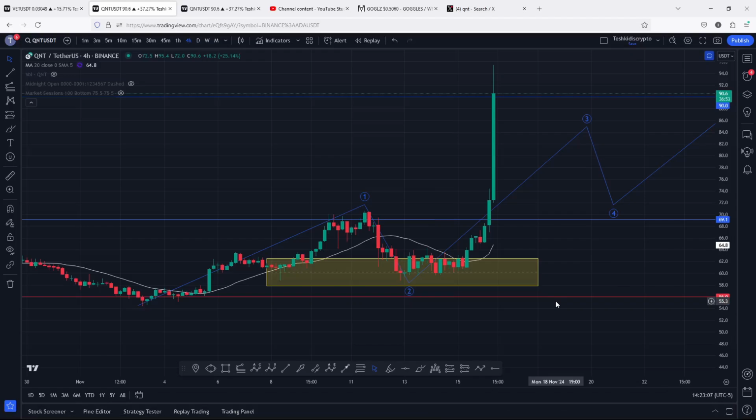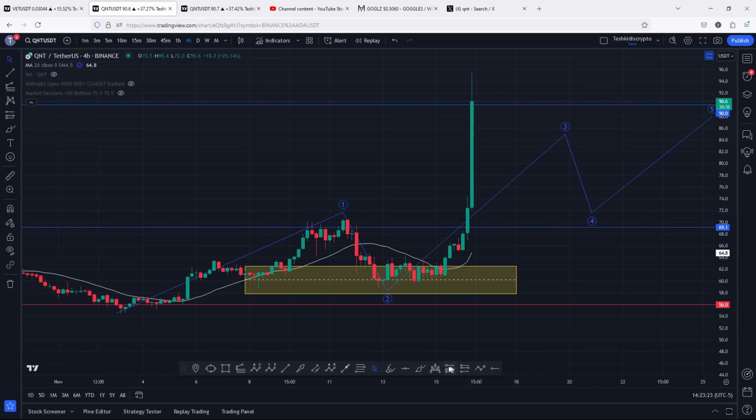QNT has finally given us a massive breakout to the upside after we continued to hold above our key area of support between the $62.5 and the $57.8. And at the time of this recording, we have now managed to break above our key area of resistance above the $69.1, flipping it back into support. And at the moment, we are now trying to continue holding above our key area of support above the $90.